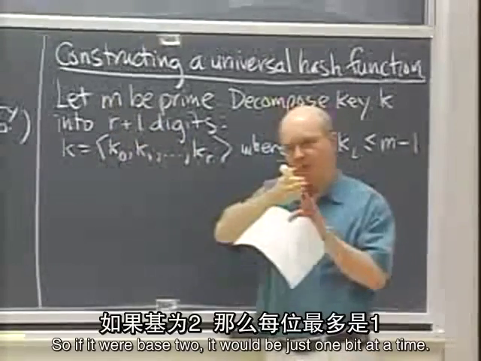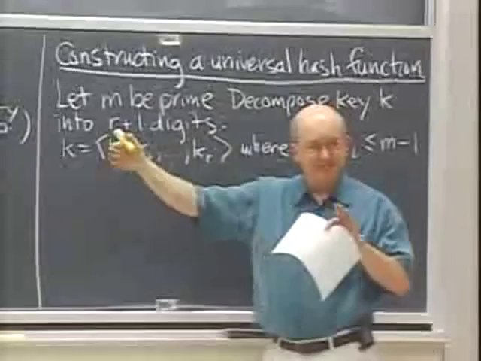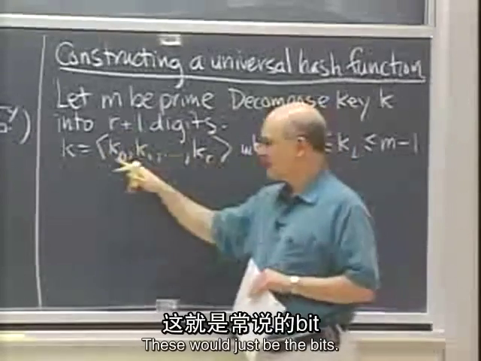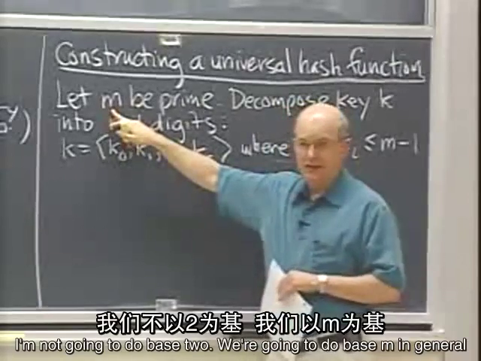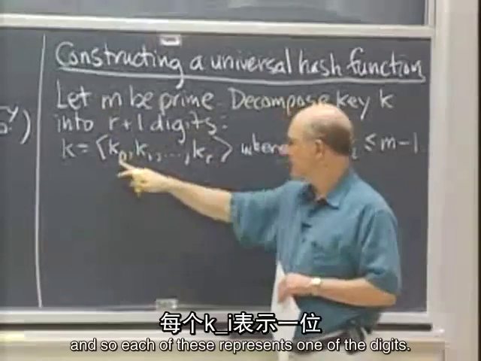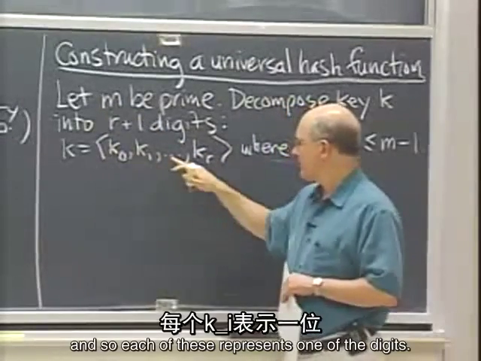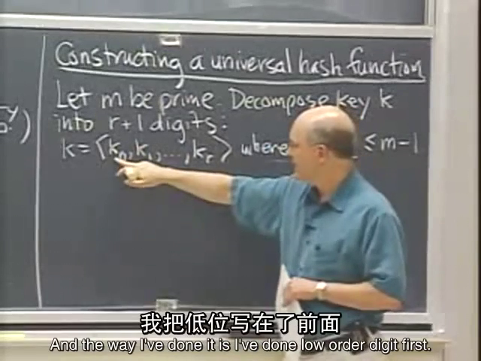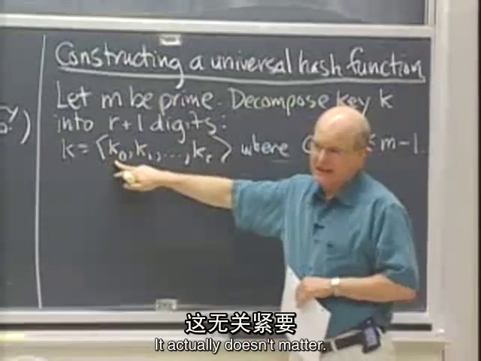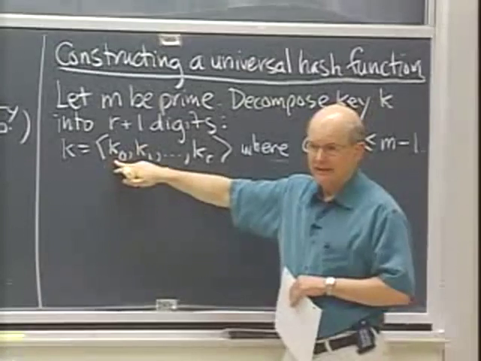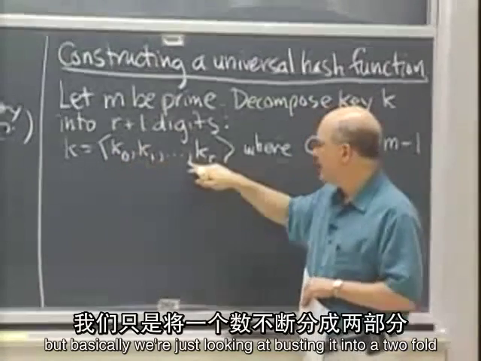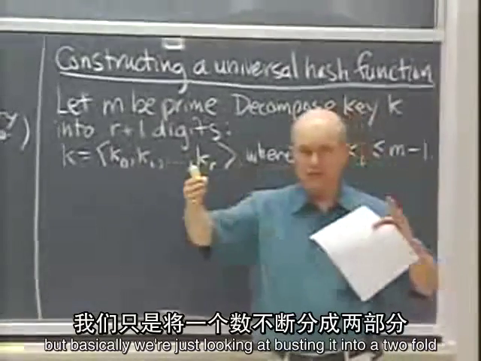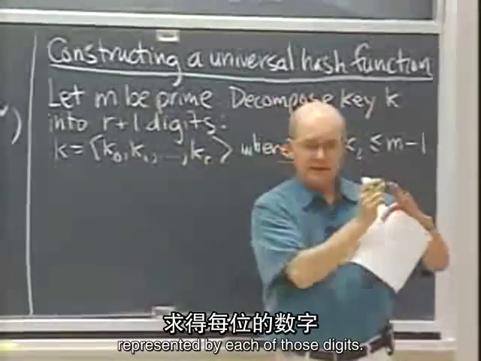If it were base 2, it would be just one bit at a time. These would just be the bits. We're not going to do base 2, we're going to do base m in general. Each of these represents one of the digits, and the way I've done it is low order digit first. It actually doesn't matter. We're not really going to care about what the order is, but basically we're just busting it into a tuple represented by each of those digits.